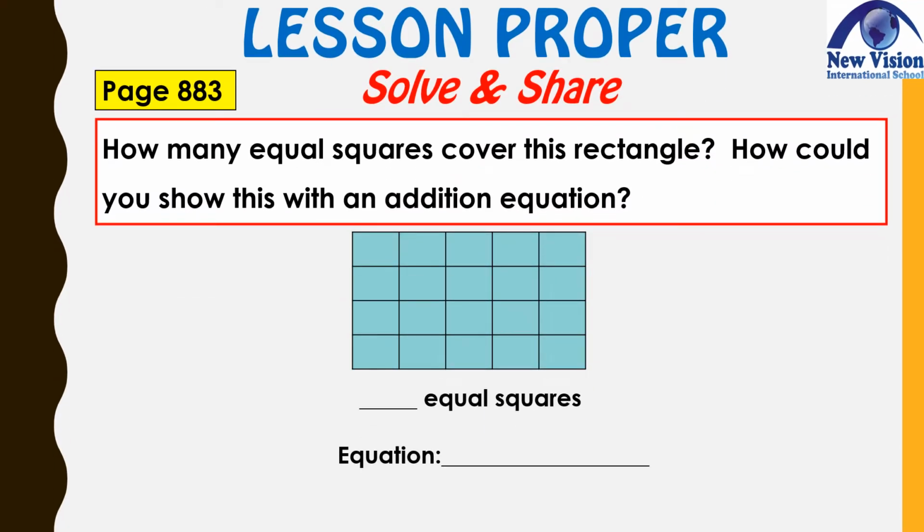Let's start learning. Please open your book on page 883. Solve and share. How many equal squares cover this rectangle? How could you show this with an addition equation? So the total equal squares, we have 20. Equation, we have 5 plus 5 plus 5 plus 5 equals 20. This equation shows that we just added the numbers of squares in each row to find the total.